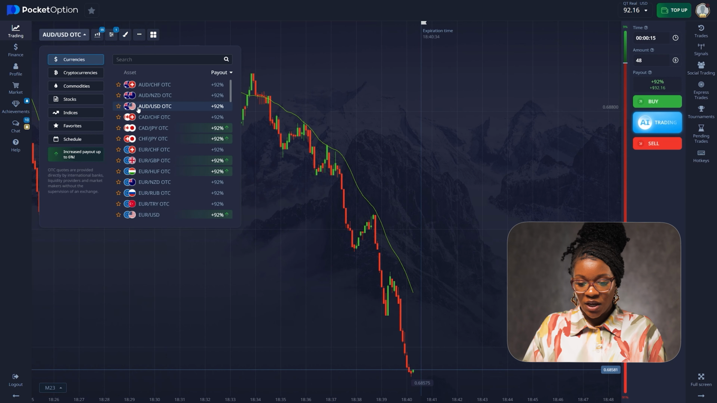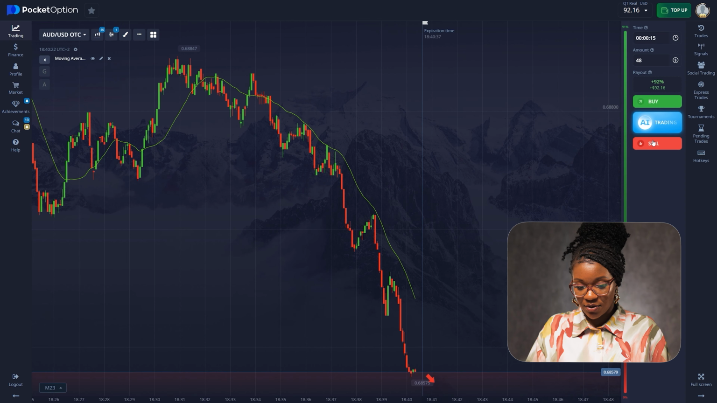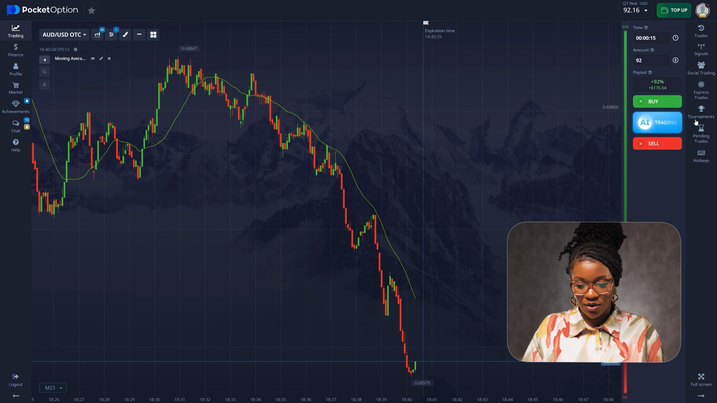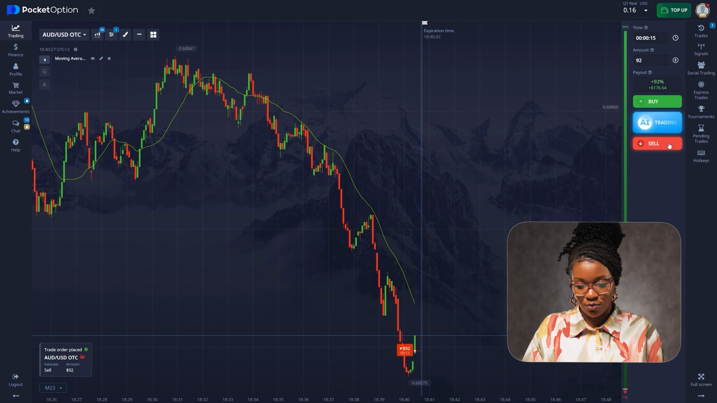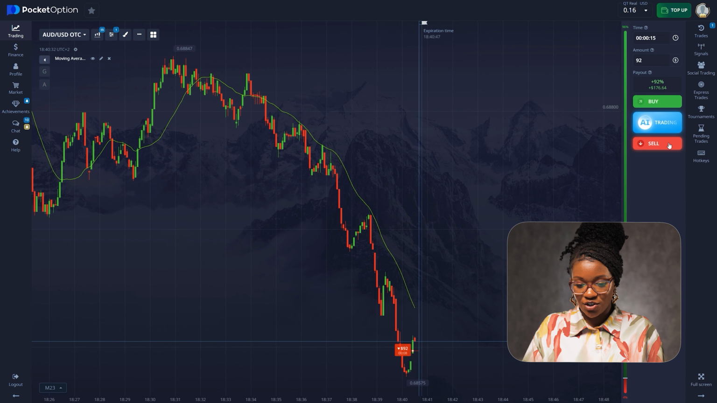Let's move on. Here, I boldly open a trade down and wait for the expiration time because we have a strong downward movement without any signs of reversal. And this is the kind of situation that you have to take advantage of.